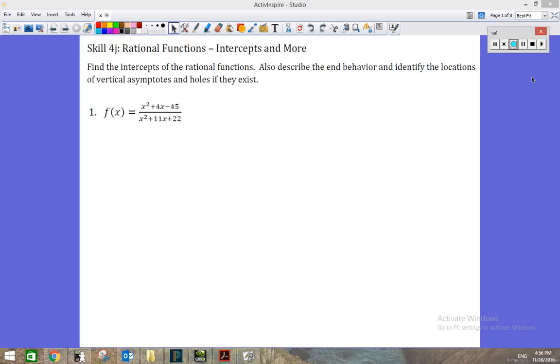Let's take a look at these rational functions, and this time we're including the intercepts and a little bit more, as it says. So, to define the y-intercept, I let x equal 0. So we often say we plug 0 into the function. In the numerator, we just get negative 45. In the denominator, we get 22.